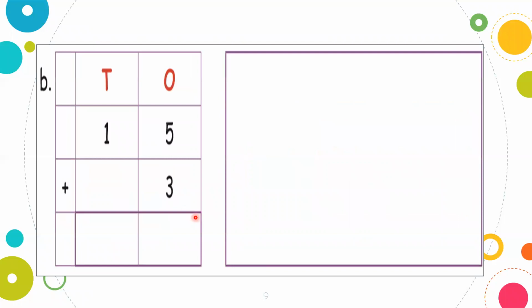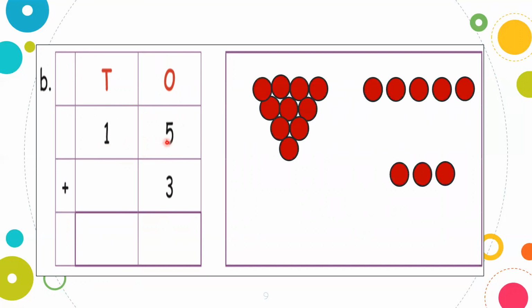Let us do the second example. We have 15. 15 is a two-digit number. So 1 will come in tens place and 5 will come in ones place. Okay. And 3 is a single-digit number. So 3 will be written in ones place. 15 plus 3. Our first step will be to split 15. 15 into 1 ten and 5 ones.